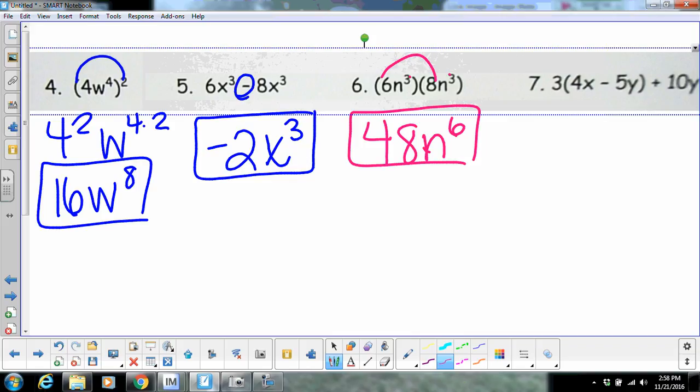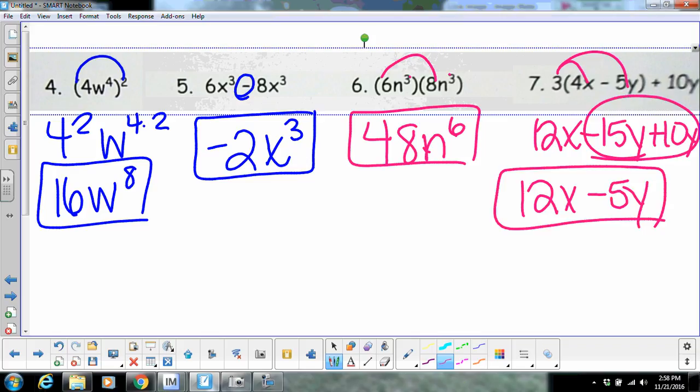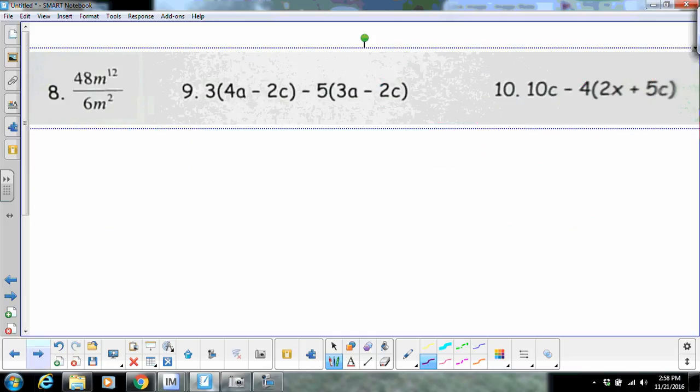And then number 7 is going to be a distributive property plus a combining like term. So that's going to give me 12x minus 15y plus 10y. And then negative 15y plus 10y is going to be negative 5y. Number 8 is going to give me 48 divided by 6 is going to be 8. And then you subtract, so that's going to be m to the 10th.